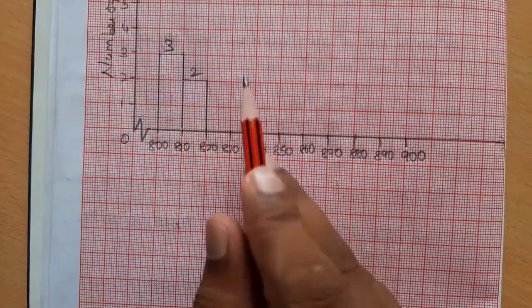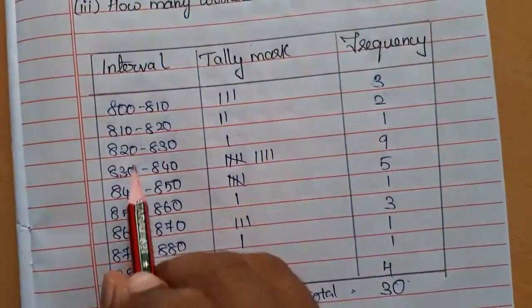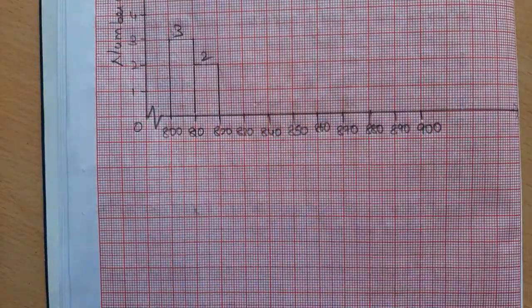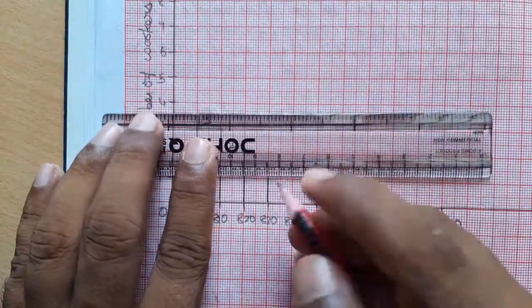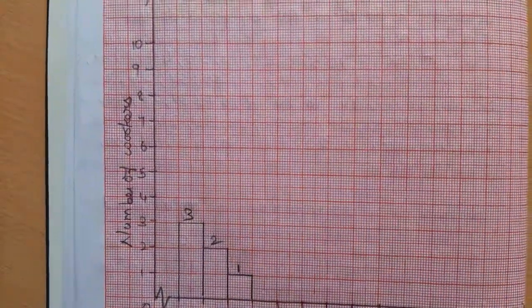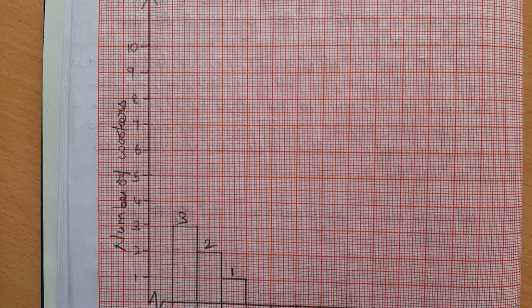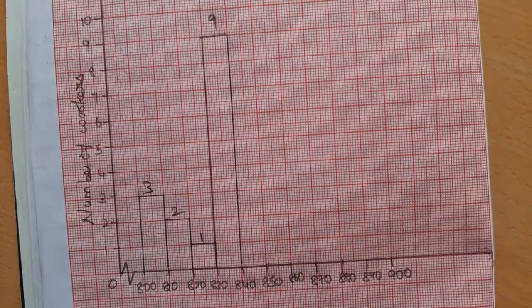Can you see that? I have drawn. Okay. Next 820 to 830, there is a 1. So I am going to draw a bar here up to the 1. Use a scale to draw a perfect line. Clear? It is up to 1. The next interval is 830 to 840. It is a 9, which is a little longer. We have to draw a bar here, right? Can you see that? I have drawn. Clear. Like that I am going to fill everything.